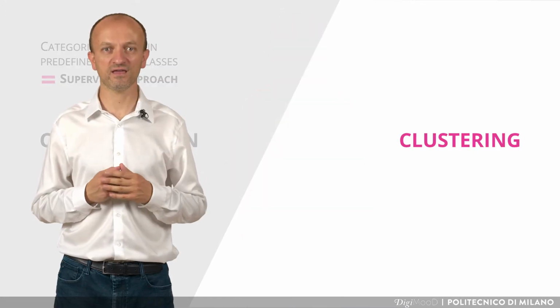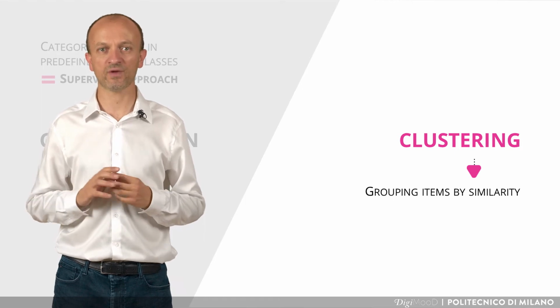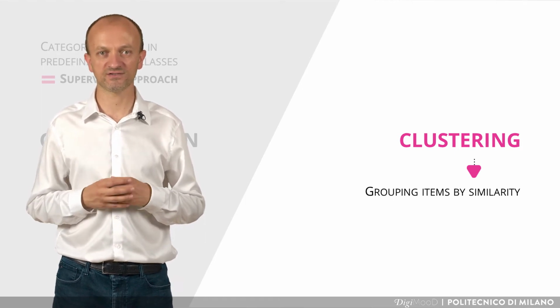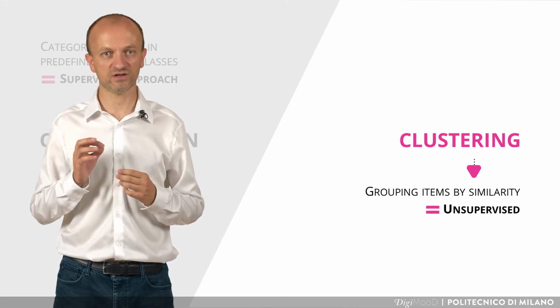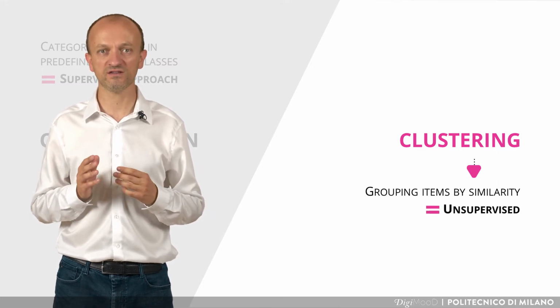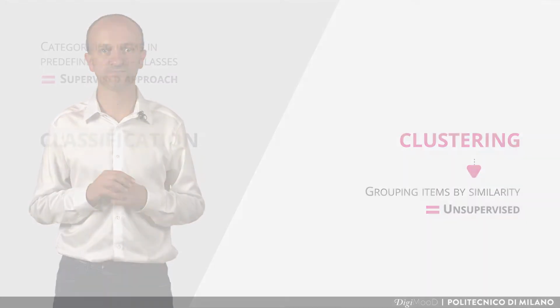Clustering instead aims at grouping items by similarity, without any information about predefined classes. The method is unsupervised because it autonomously looks into the data and clusters them just based on the available values. For instance, we may want to group together users that behave similarly.